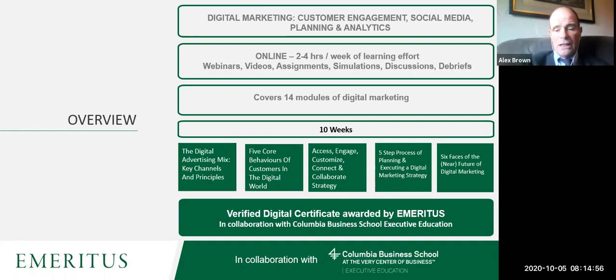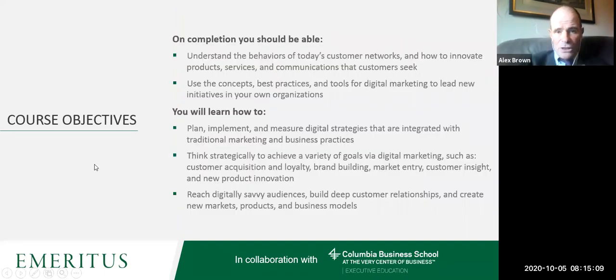As a result of taking the course, you get a certificate awarded by Emeritus in collaboration with Columbia Business School. Both logos appear on that certificate. On completion of this course, you should be able to understand the behavior of today's customer networks and how to innovate products, services, and communications that customers seek. That's fundamental to David Rogers' course. Use the concepts, best practices, and tools for digital marketing to lead new initiatives in your own organizations. You'll learn how to plan, implement, and measure digital strategies.